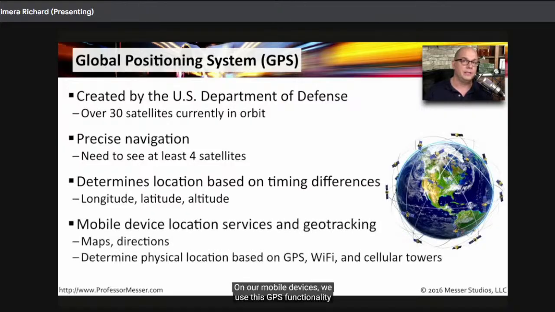On our mobile devices, we use this GPS functionality for our maps and directions. It might also be able to combine GPS with other types of technologies, such as our Wi-Fi and our cellular towers, to really triangulate where we might be.